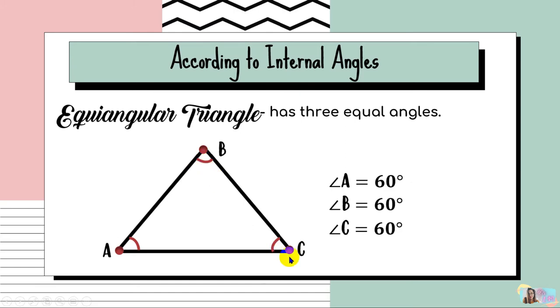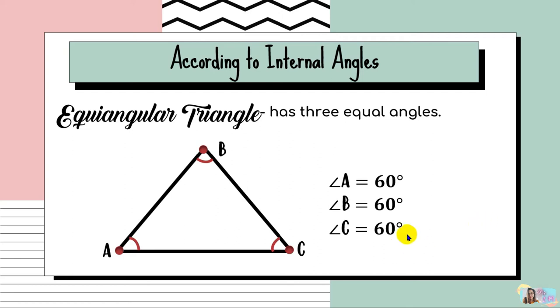And kung mapapansin nyo po, yung markings natin dito ng angles ay iisa. So, ibig sabihin equal sila. Okay? So, those are the types of triangles according to the internal angles. The first one is the acute triangle. The second one is the right triangle. The third one is the obtuse triangle. And then here, the last one is the equiangular triangle.